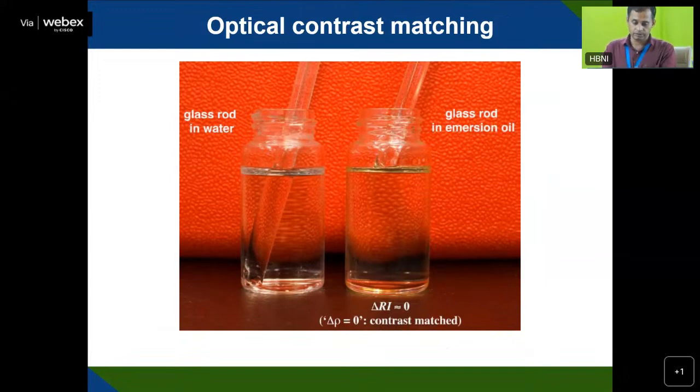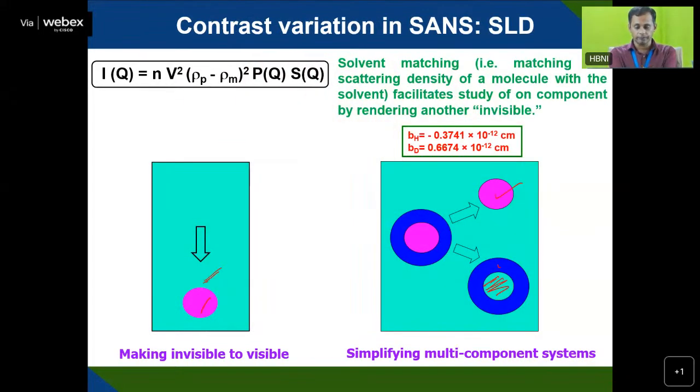Here you have a glass rod dipped in water, and in the right image a glass rod immersed in oil. If the refractive index difference, delta RI, is 0, you are not able to see the glass rod, but in the other case you are able to see it. That is simply contrast matching, delta rho. Here delta rho is 0, and there it is non-zero, so you are able to see it. This is like optical contrast.